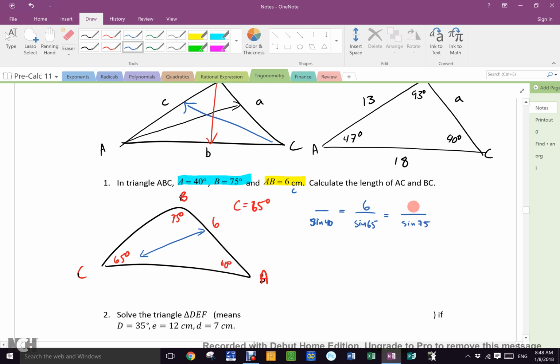What letter could I put there with 75? Yep. Small b. What letter would I put here? Little a. Because AC is little b. Sorry, AC, yeah, little b. And BC is little a. Now, how do I solve this? Can I do it in my head? No, obviously not. I have to do more work. How do I solve this?